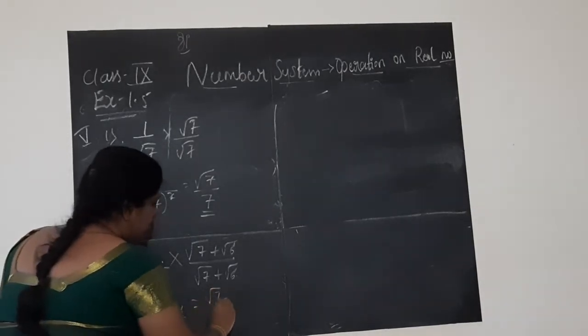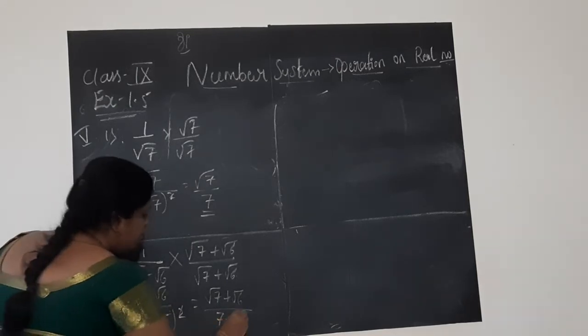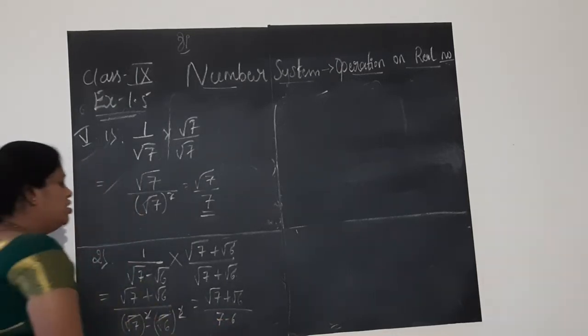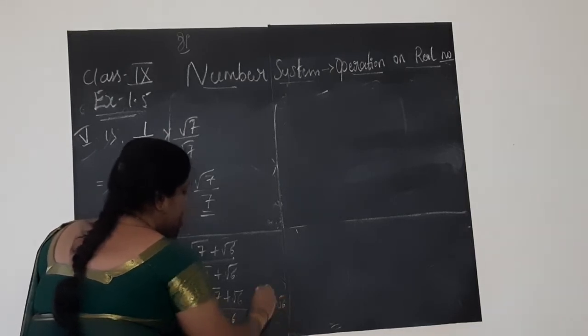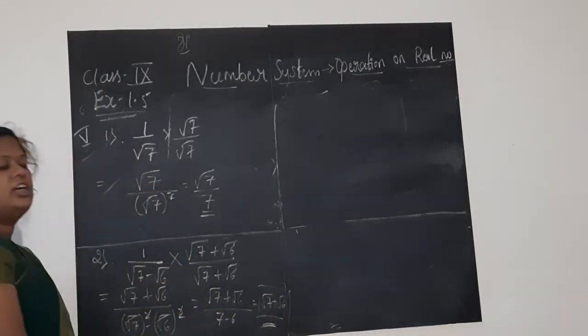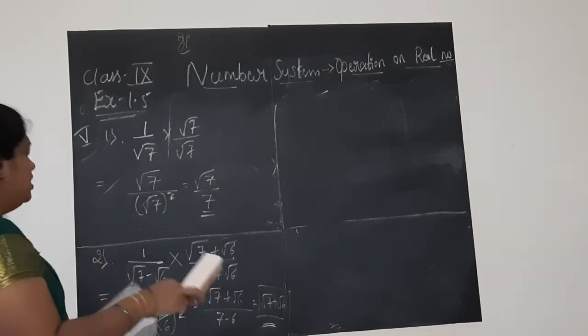So it is square root 7 plus square root 6 in the numerator as it is. In the denominator it is 7 minus 6. The difference 7 minus 6 is nothing but 1, children. So you need not mention that in the denominator. And you can keep the final answer as square root 7 plus square root 6. That's it.